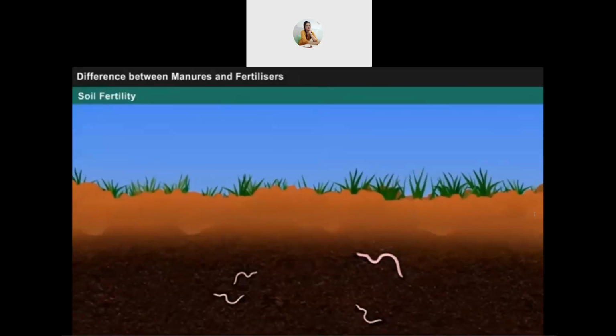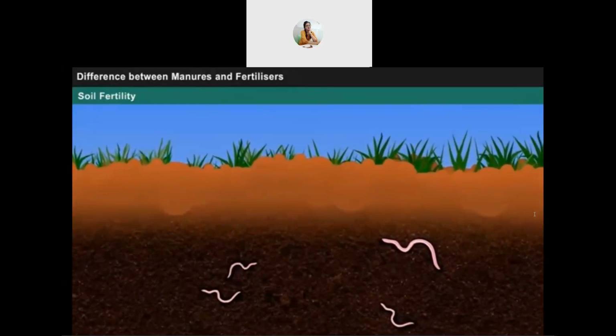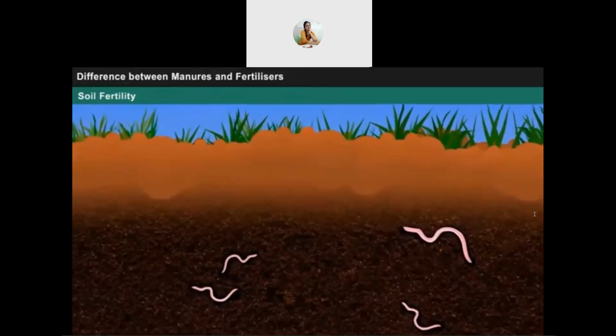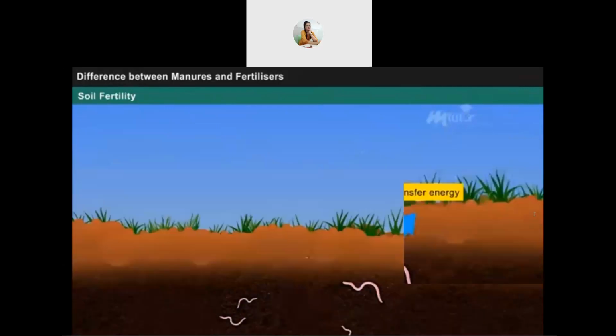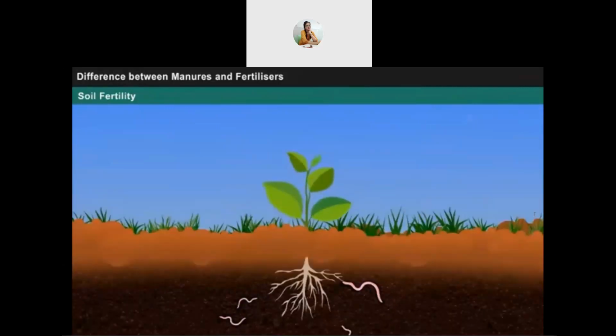Soil fertility. Soil fertility can be defined as the ability of the soil to accept, store, and transfer energy in order to support the growth of plants.